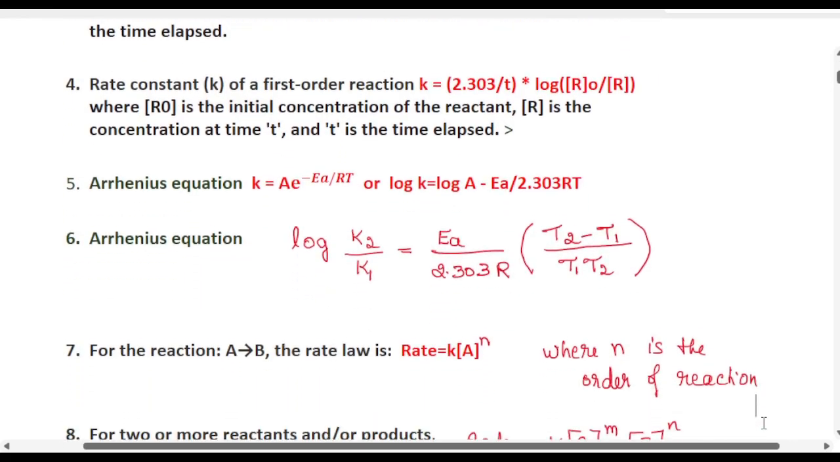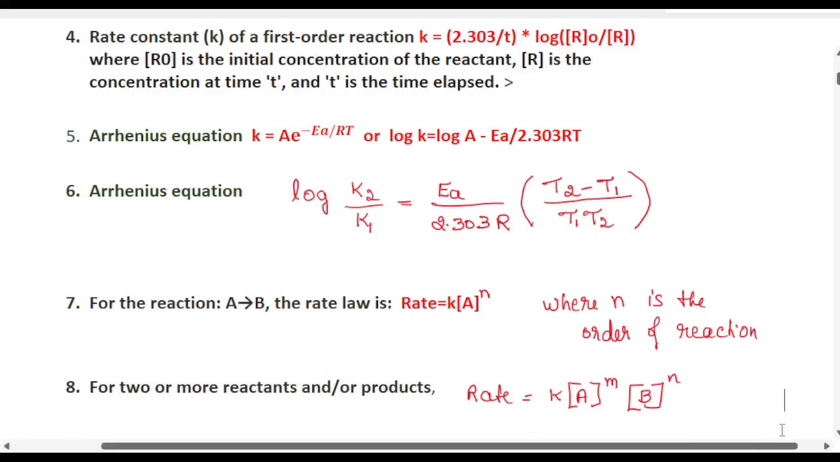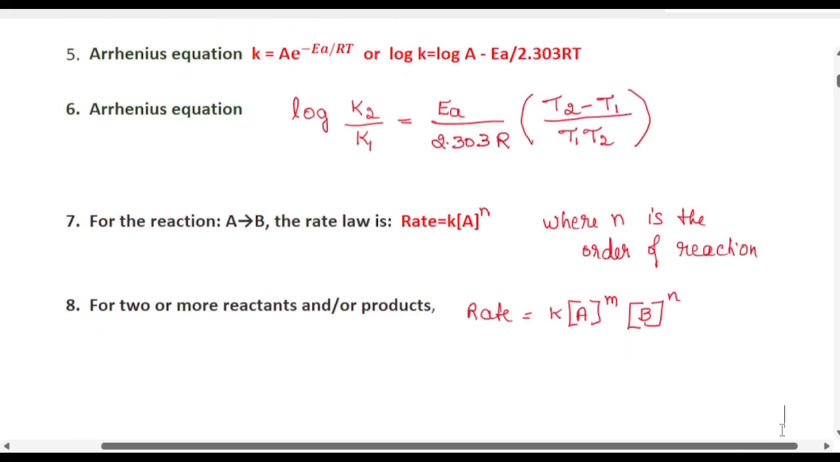Then we have the Arrhenius equation. The Arrhenius equation can be written as K equal to A into e to the power of minus EA by RT. When we apply log on both sides, the formula takes the form log K equal to log A minus EA by 2.303 RT. So these formulas are also used in the numerical session. Now we'll go into the numerical session one by one.